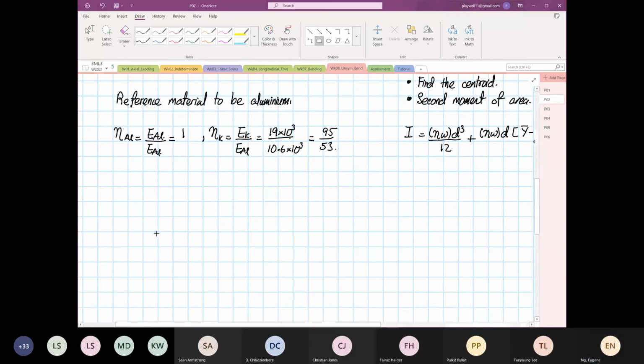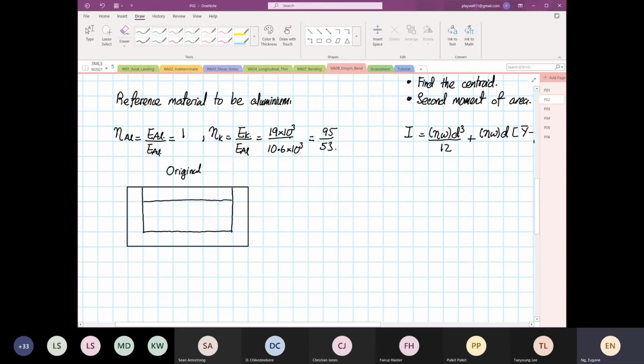Material. Okay, I'm not drawing to scale. By the way, we have a material down here. The material is in such a sense that it's like this now. All right, so this is the original. Okay, this is the original. So we know that this is made of aluminum.